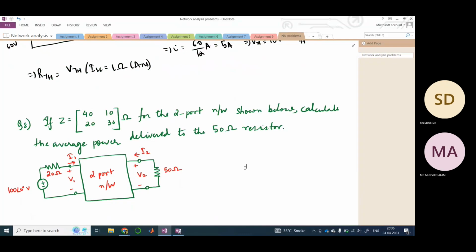So these kinds of problems are pretty favorite of the question setter. You have this two-port network where either Z parameter or Y parameter or H parameter or ABCD parameter is given, and you somehow need to find out, let's say, what is the current flowing through the 50 ohm resistance, or what is I1, or here in this case we need to find out the average power.